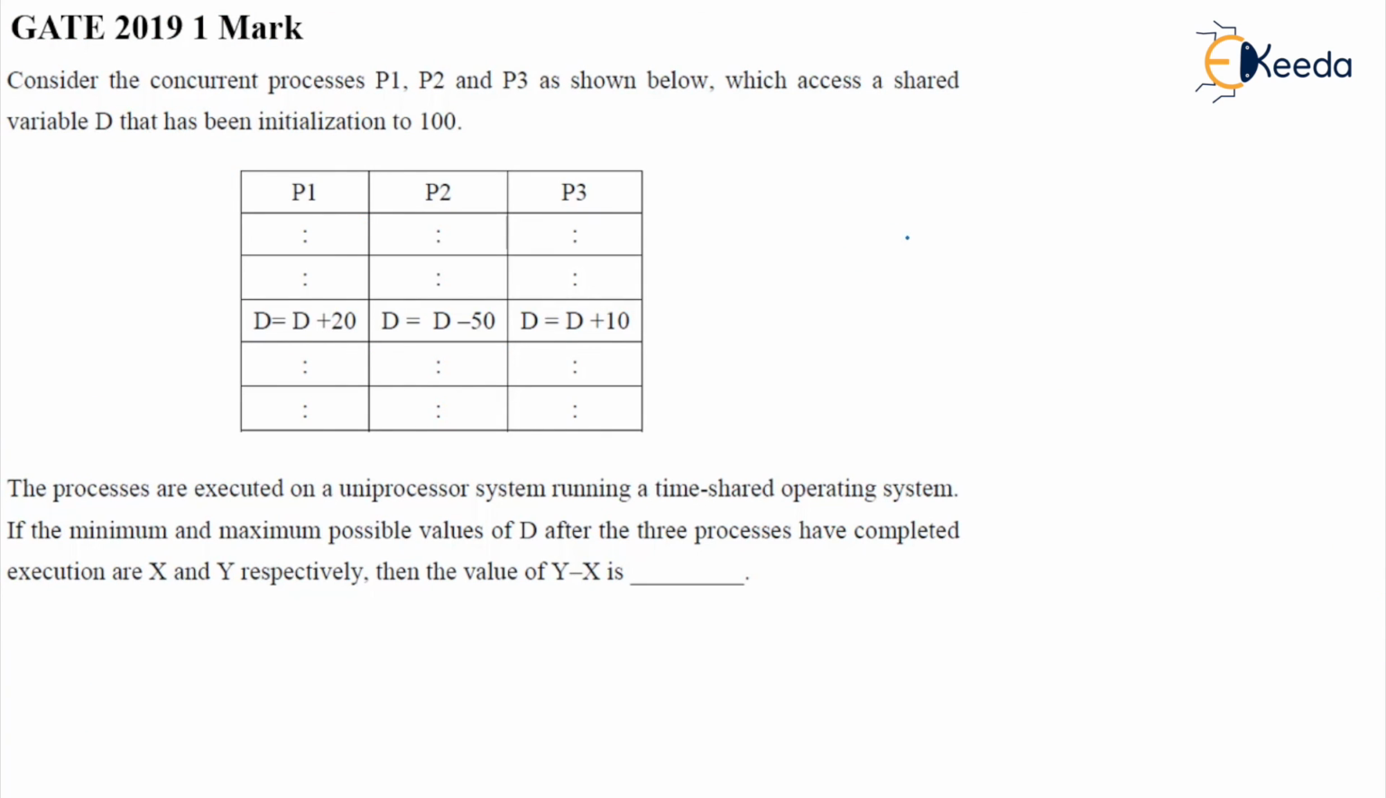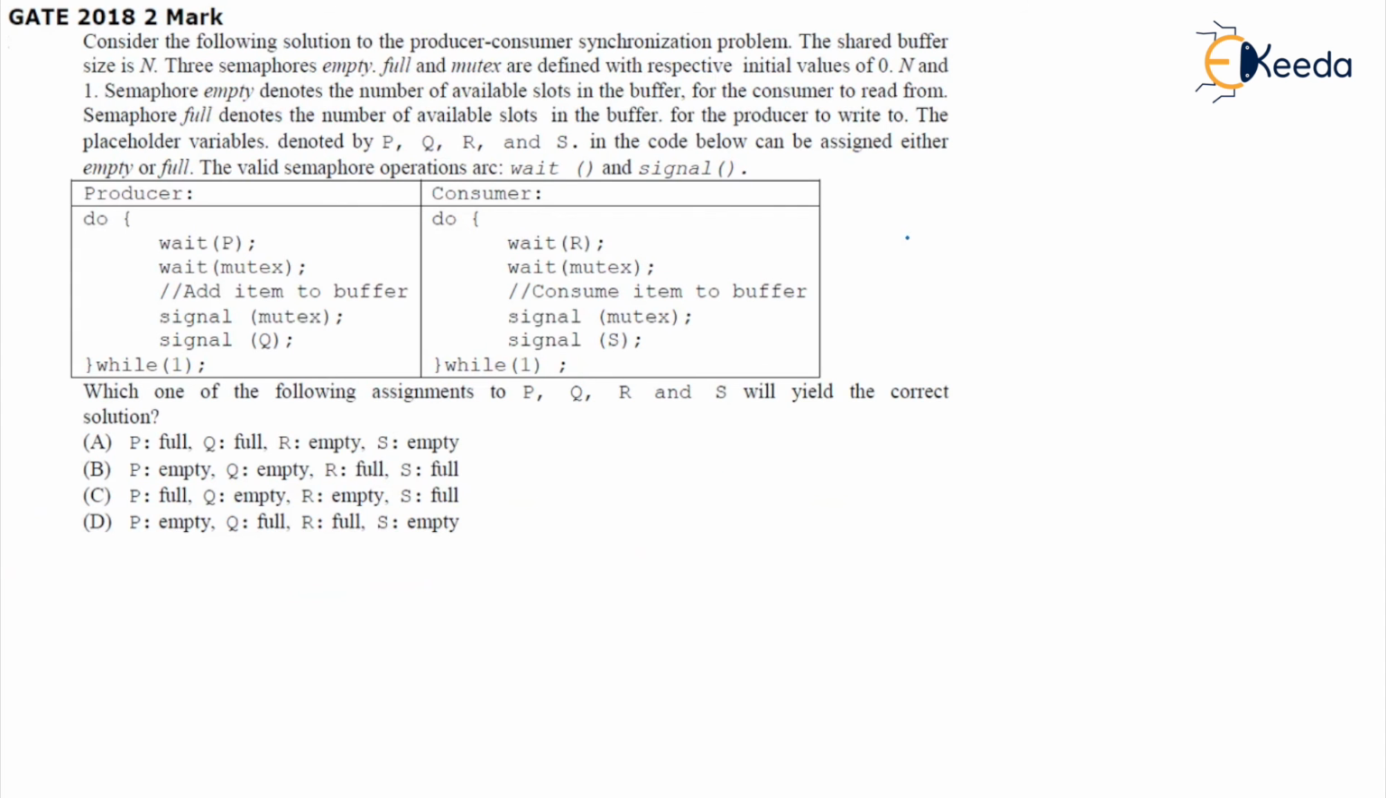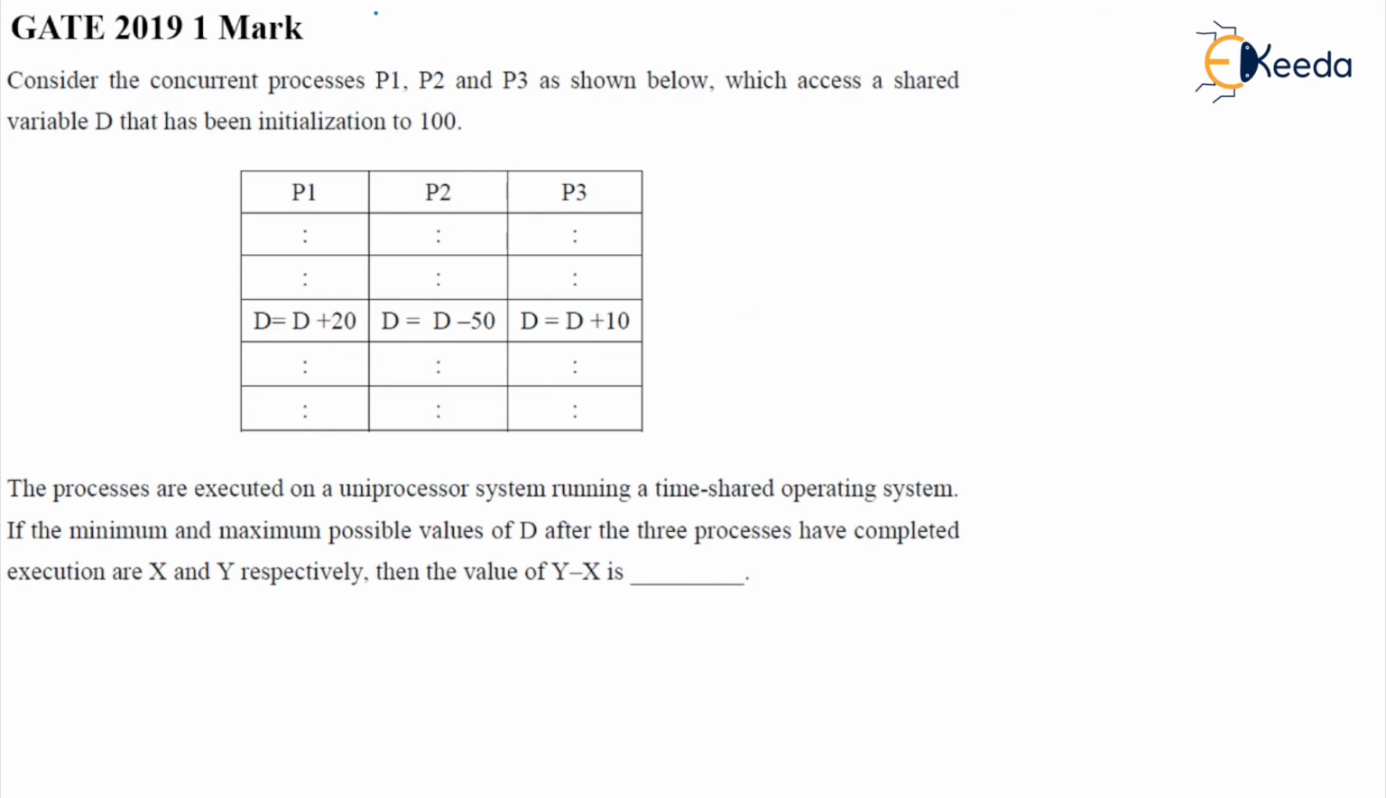Okay, so this is the next problem. This problem we'll do after we understand a somewhat classical problem of synchronization, the producer and consumer problem. Now, concurrent execution of P1, P2, and P3 is shown below, and shared variable D is initialized to 100. So D is equal to 100. The processes are executed in a uniprocessor system in a time shared operating system. The minimum and maximum possible value of D after the 3 processes have completed execution is X and Y. The value is Y minus X.